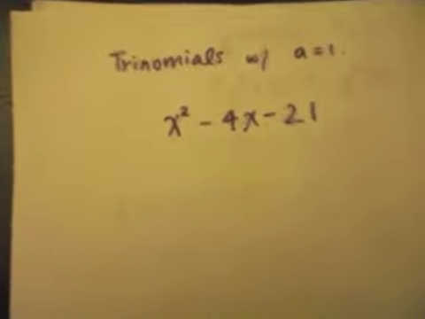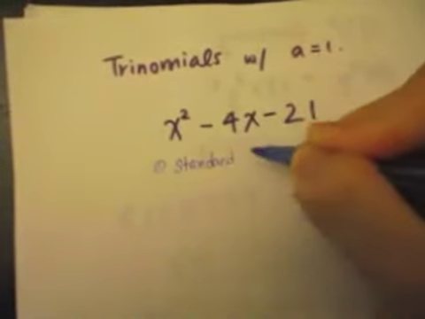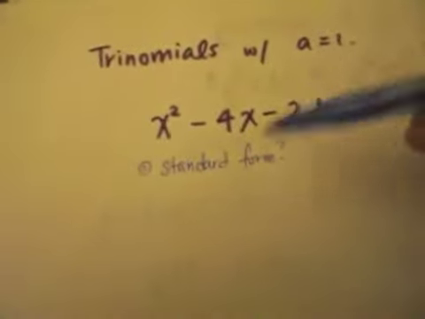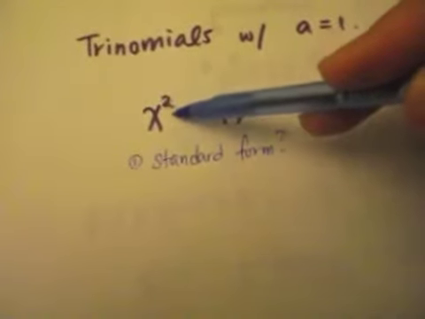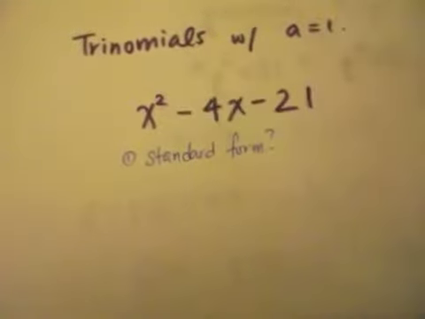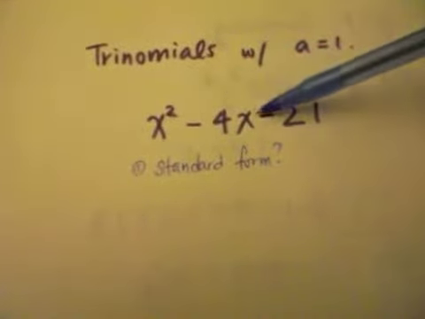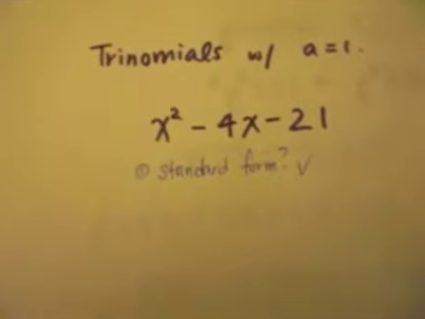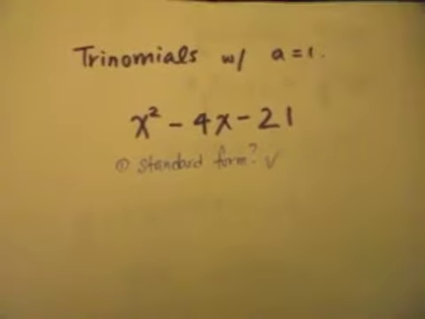Alright, so the first thing you want to ask yourself is, is the polynomial in standard form? You just want to check and look at the exponents. Make sure the degrees are in order from highest to lowest. That's what standard form is. Okay? So notice that the exponents go from 2 to 1 to 0. So yes, the trinomial is in standard form. So we're good to go.